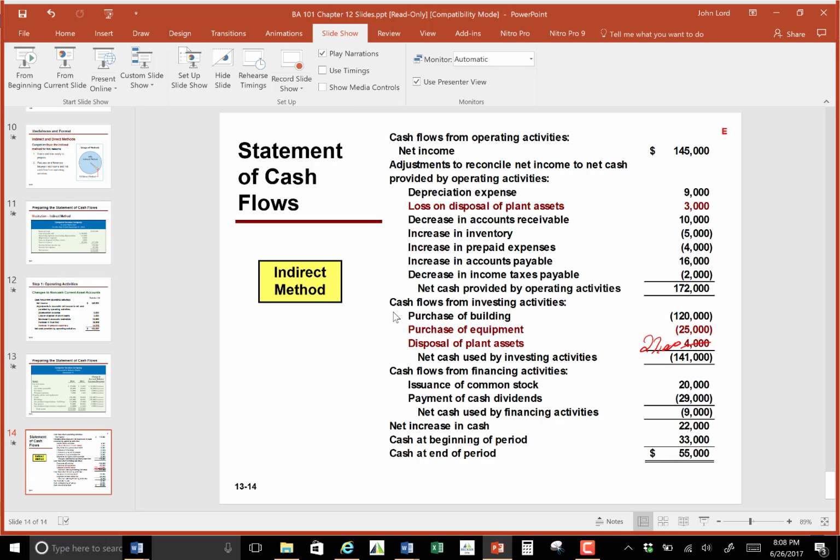Do I have any revenue? I have no revenue. Do I have any expenses? I have no expenses. So my net income is how much? My net income is 0.